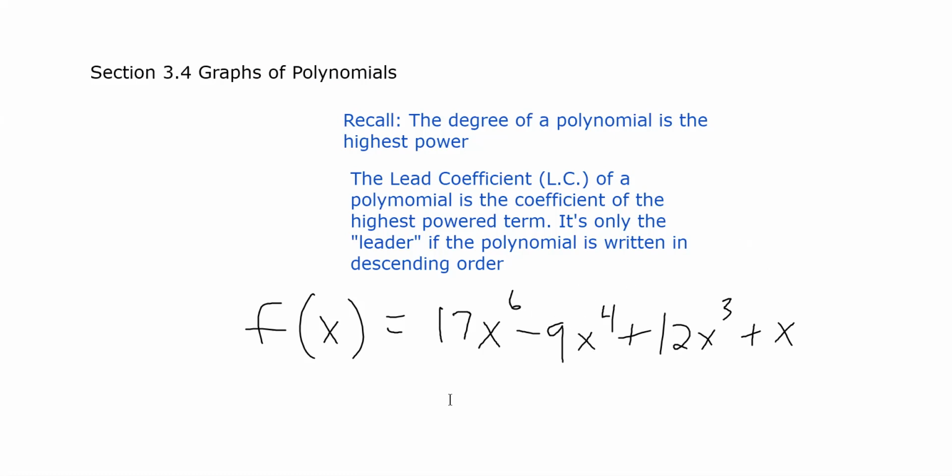So the degree here, well, it's written in descending order. The highest powered term comes first, and then it just goes down the line. So the degree is really easy to figure out. It usually is anyways. The degree is 6. It is that highest powered exponent. The lead coefficient, which I promised would just be called LC, is going to be the coefficient of the highest powered term. Now it happens to be in the lead here because we have it written in the proper descending order. So the lead coefficient is 17, which is a positive number.